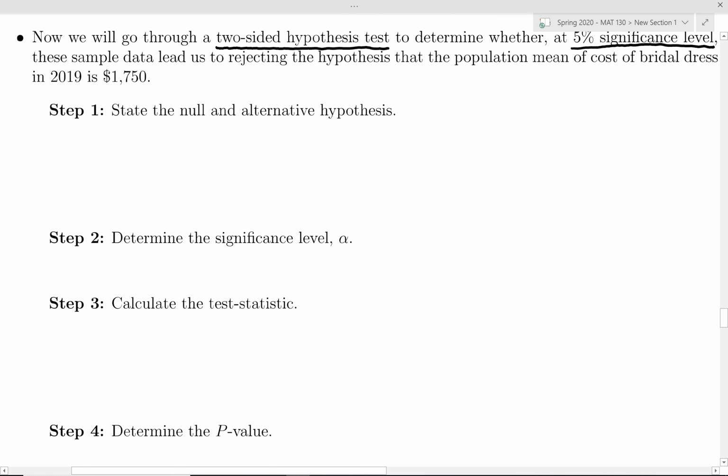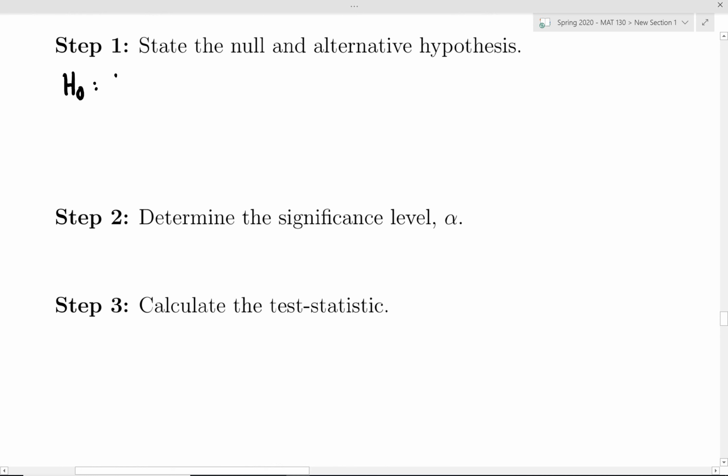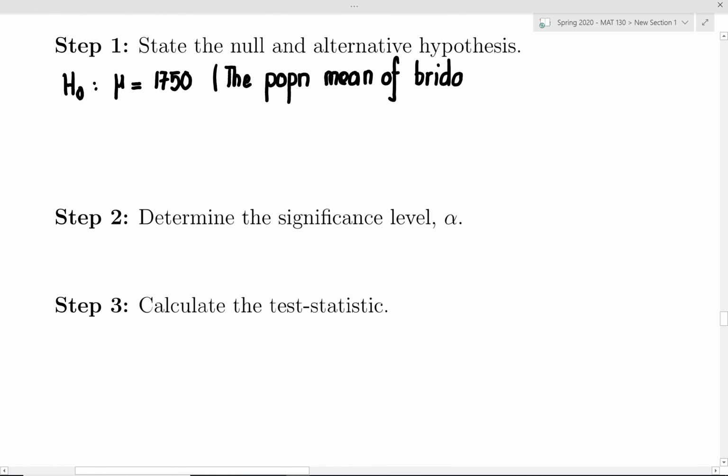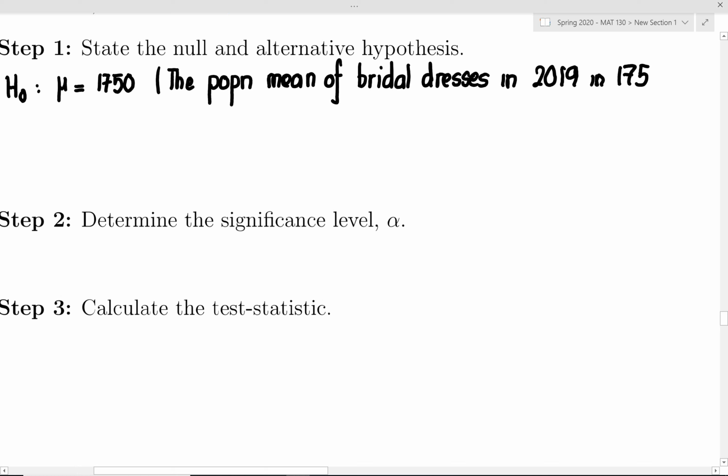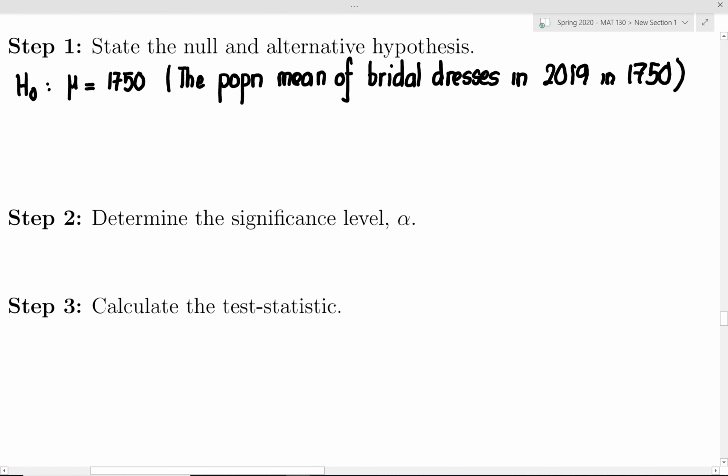That's the question. But for now, we're going to state our null and alternative hypotheses. The null hypothesis, H0, is that our population mean is actually 1750. So we are starting with the assumption that the population mean of bridal dresses in 2019 is 1750. That's what we're going to start with.